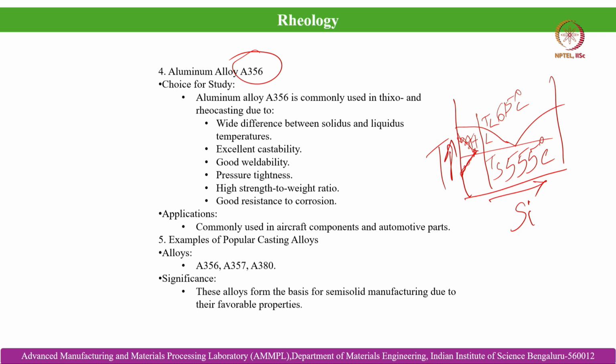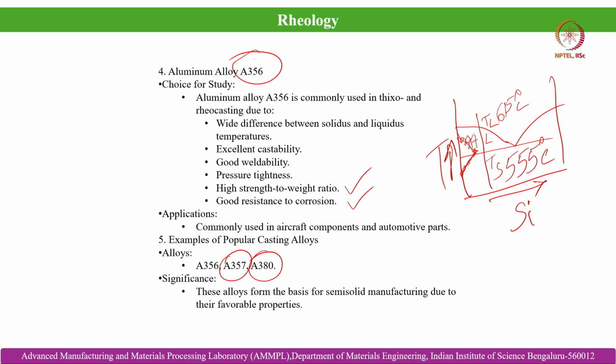And that is why it is very much useful for Rheo-casting, and it also offers excellent castability, good weldability, pressure tightness, high strength to weight ratio, and good resistance to corrosion. Because of these attributes it has wide applicability in automotive and aircraft engine components. Examples of popular casting alloys, other than A356, are A357 and A380. These are also die castable aluminum alloys which are widely used.